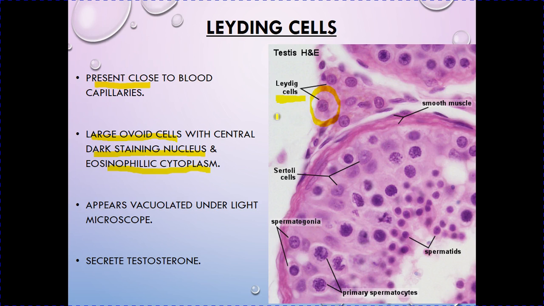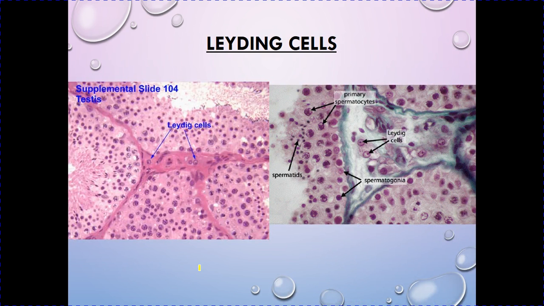Now the Leydig cells appear vacuolated under the light microscope, and they are responsible for secreting the testosterone. Their cytoplasm has lipid material, and this lipid is dissolved out during the routine histological preparation, hence they appear vacuolated. They are responsible for the production of testosterone. This is an image in which you can see the intertubular connective tissue containing the Leydig cells.